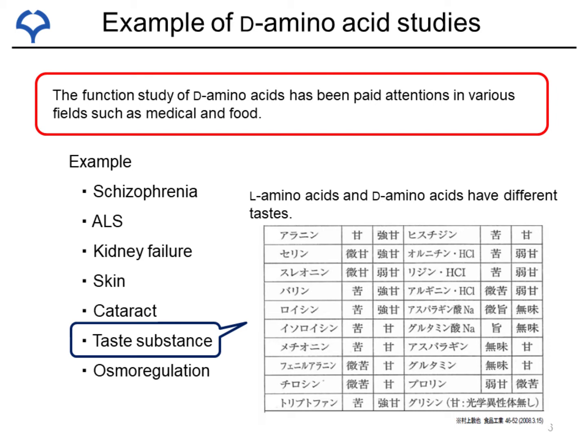In recent years, the relationship between D amino acids and diseases such as schizophrenia and ALS, and the difference in taste between D and L amino acids, has been studied.